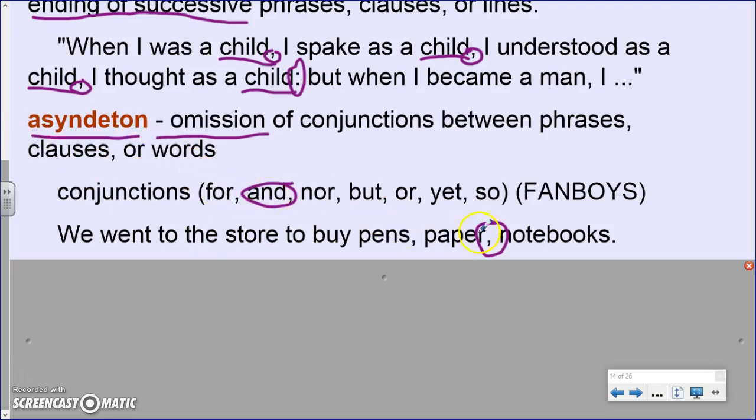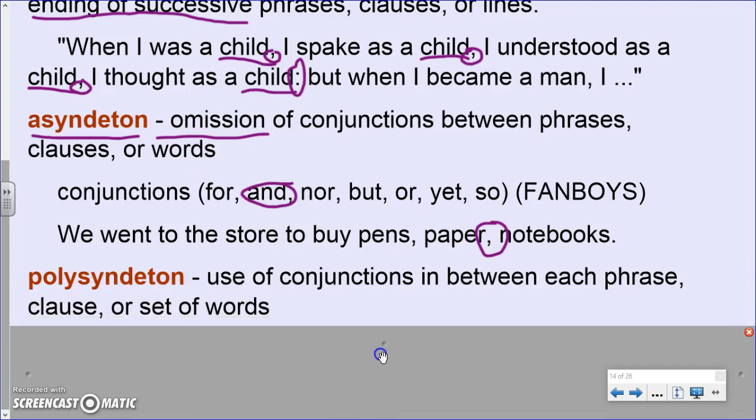Okay, asyndeton, remember, sounds grammatically incorrect, but I promise you it's not grammatically incorrect. It's just a note that the author chose on their word order. They chose to leave out, or omit, the conjunction.